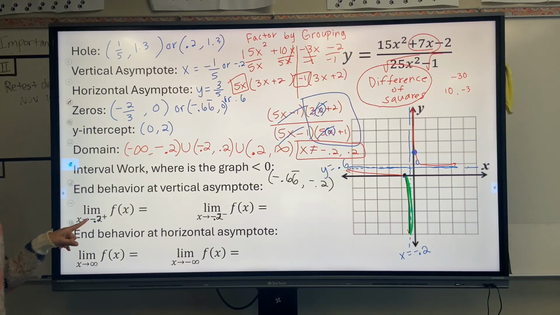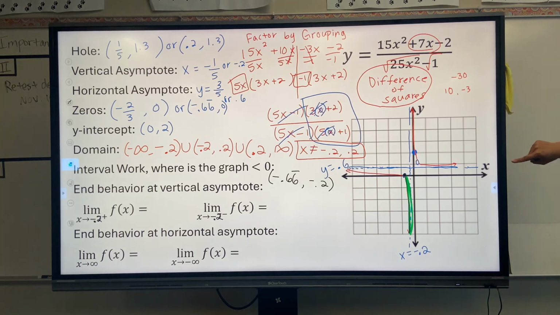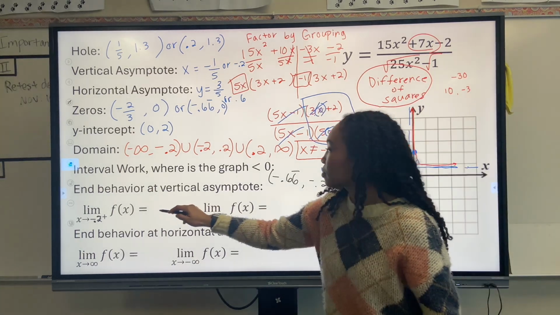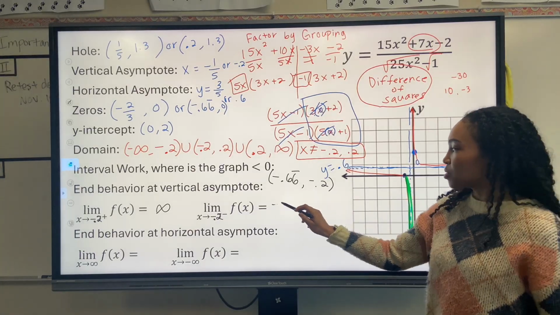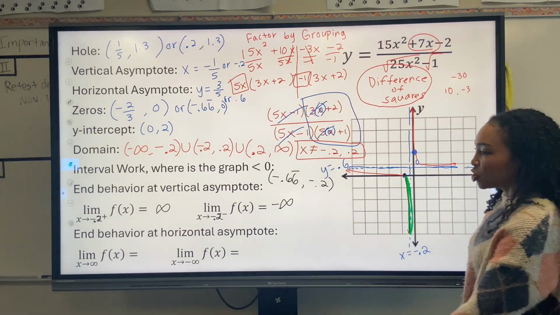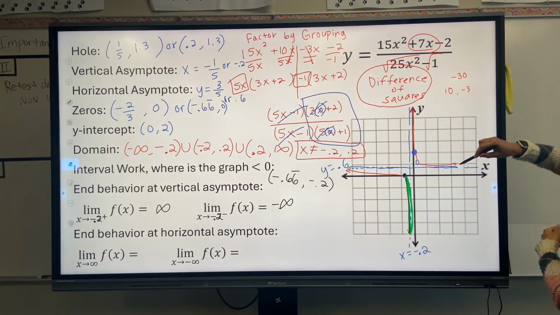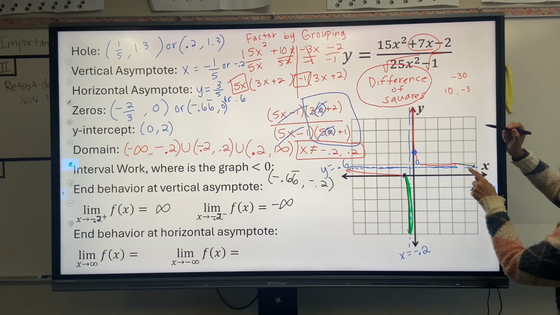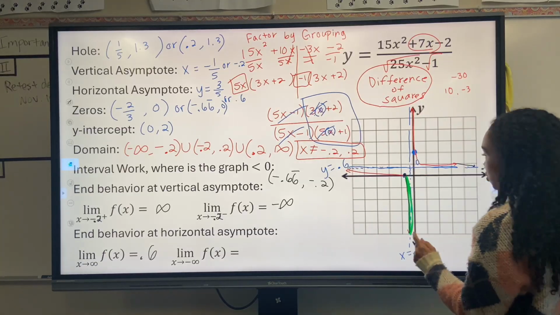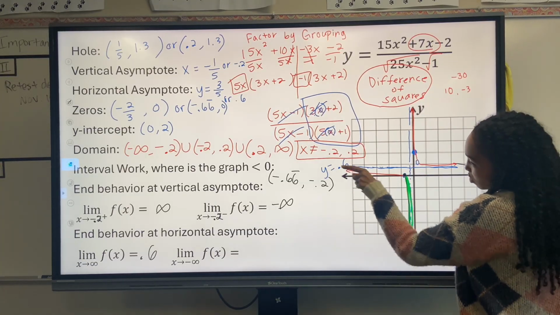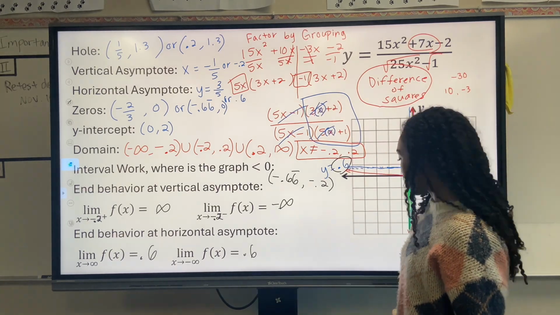As your graph approaches negative 0.2, where this asymptote is, from the right side, it goes up. From the left side, it goes down at the asymptote, so negative infinity. As your graph moves to the right, it gets really close to the asymptote, and the asymptote is at 0.6. And as you follow the graph to the left, it also gets close to the asymptote, and that's at 0.6. All right, that's it.